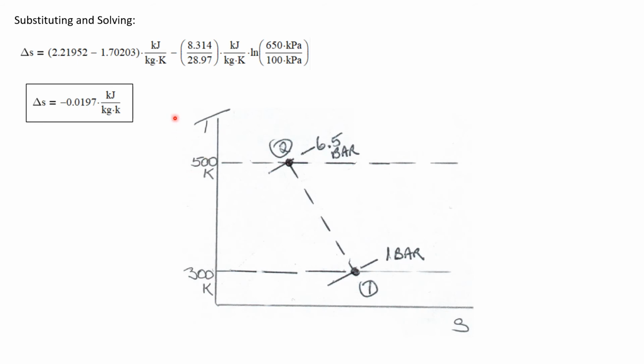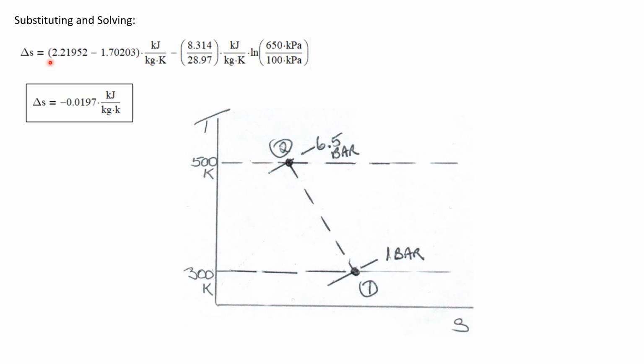So let's plot this on a TS diagram. Our temperature scale, we have 300 K and 500 K. And our pressure lines, we have 1 bar here. And above that, we have 6.5 bar. And so state 1 exists at 300 K and 1 bar. And state 2 exists at 500 K and 6.5 bar. And notice that the delta S is negative. That means that S2 has a value that is less than S1, as I've drawn it here.